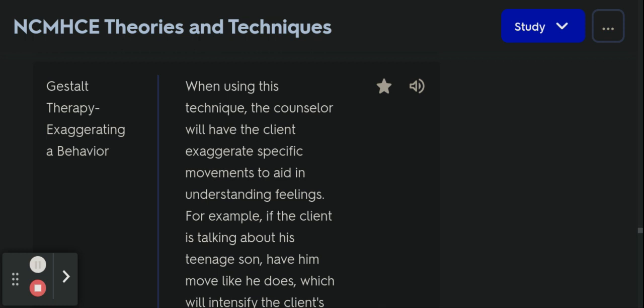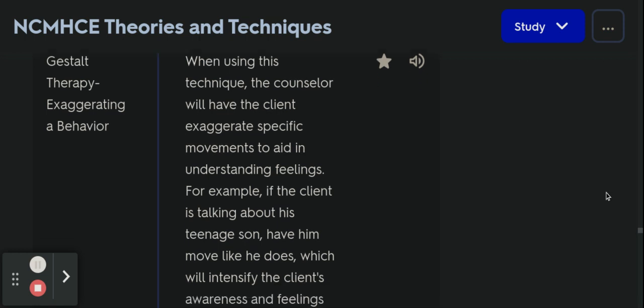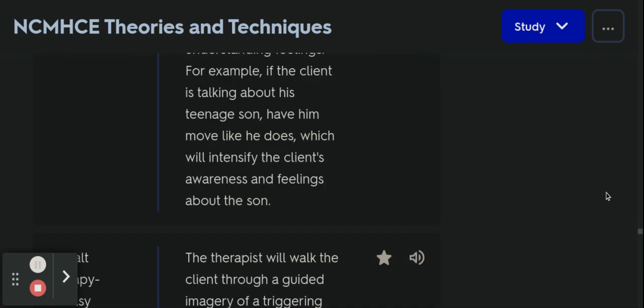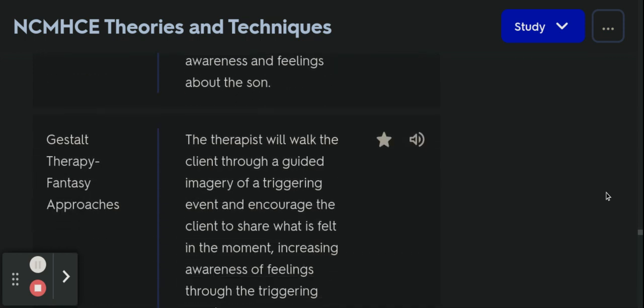Gestalt therapy exaggerating a behavior. When using this technique, the counselor will have the client exaggerate specific movements to aid in understanding feelings. For example, if the client is talking about his teenage son, have him move like he does, which will intensify the client's awareness and feelings about his son.